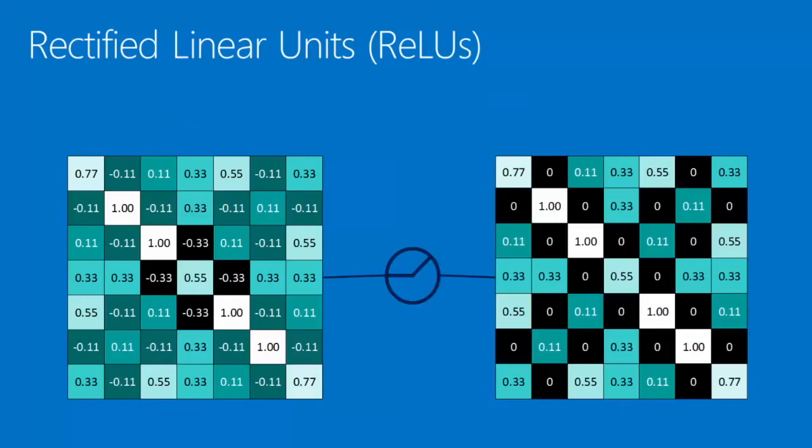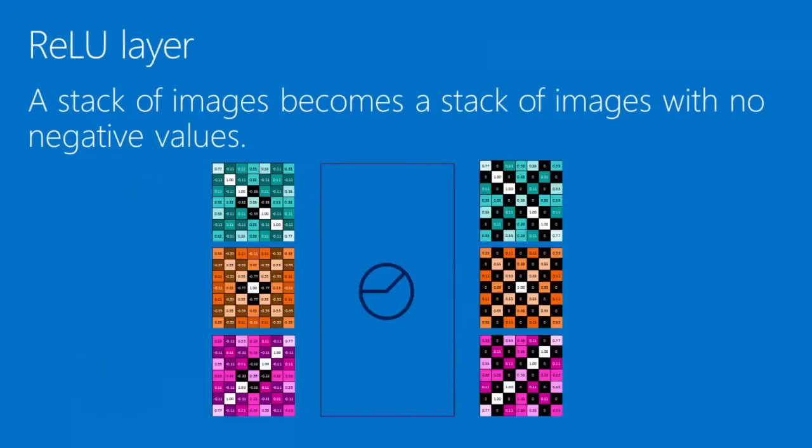By the time you're done, you have a very similar looking image, except there's no negative values. They're just zeros. And we do this with all of our images, and this becomes another type of layer. So in a rectified linear unit layer, a stack of images becomes a stack of images with no negative values.